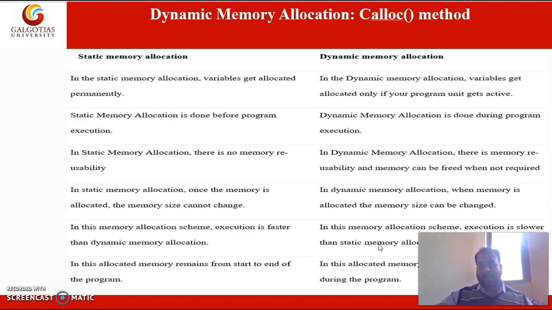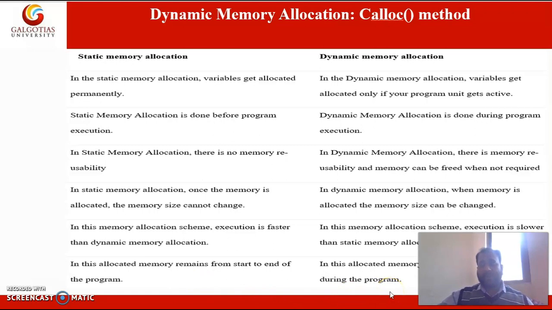Here we are calculating the address of the location where the variable will be stored at runtime. So that's why it is slow as compared to static memory allocation. Next, in static memory, memory remains from the start to the end of the program. So here its existence will remain till the program is executed.